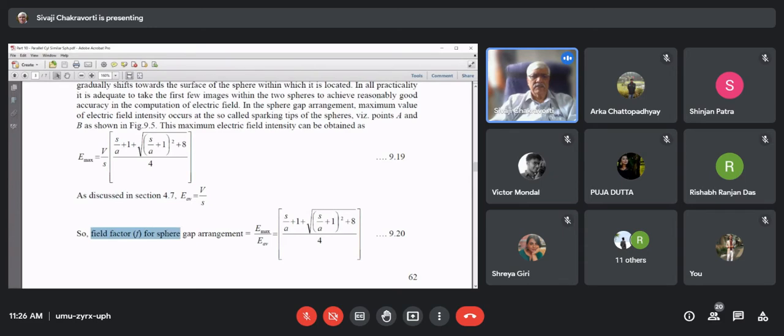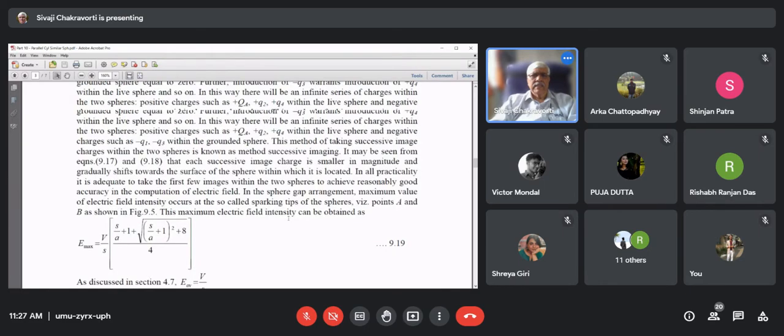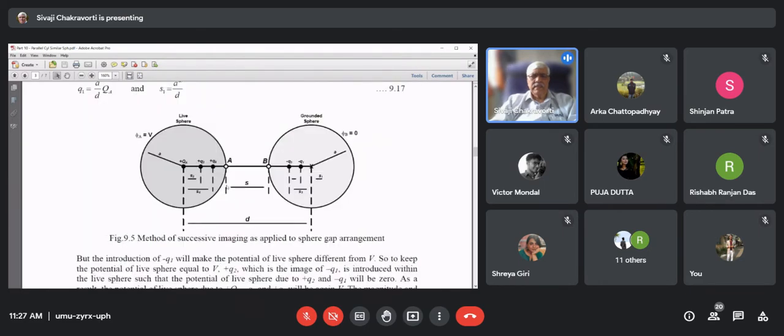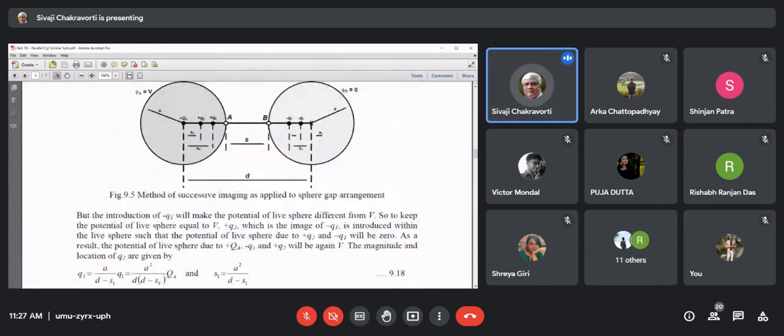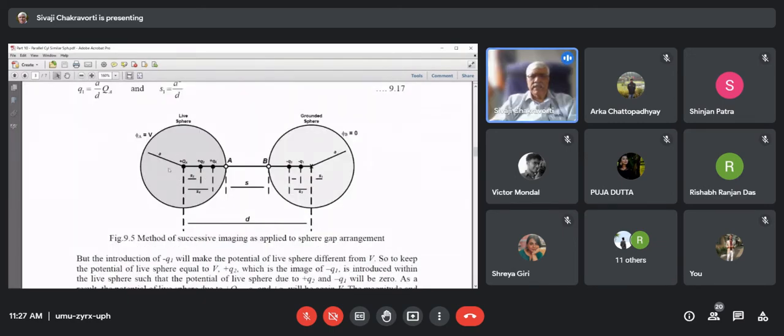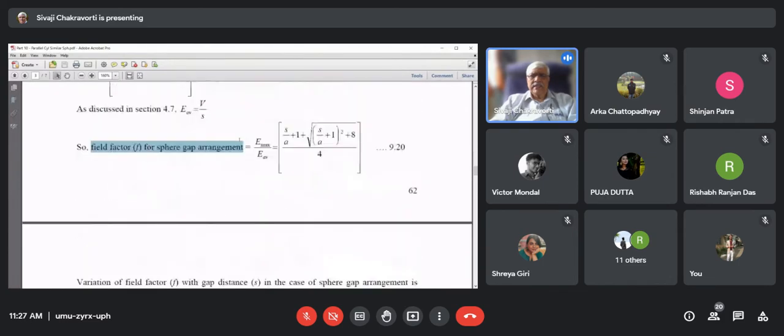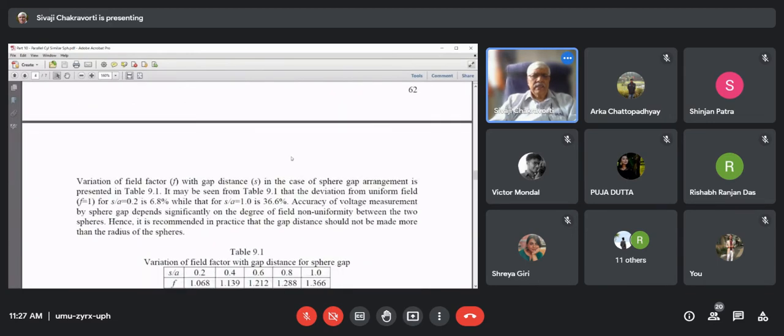So the field factor for the sphere gap arrangement, we can get it as this expression, 9.20. And in this expression, you can see what we have. We have S. What is S? S is the sphere gap distance between the two spheres. And then what do we have? A. And what is A? A is the radius of the sphere. So you can clearly see that this is a function of the ratio of the gap distance and the radius of the sphere.